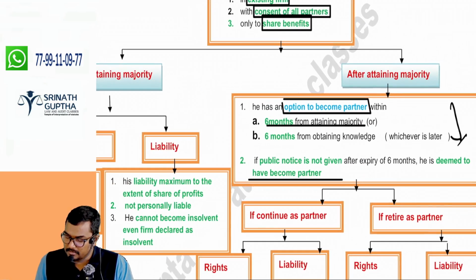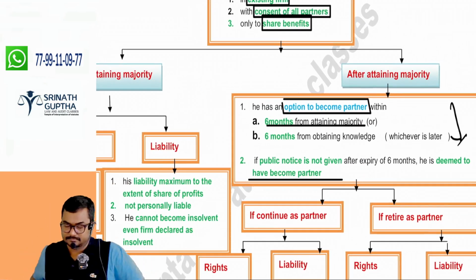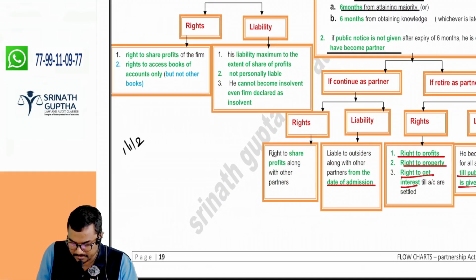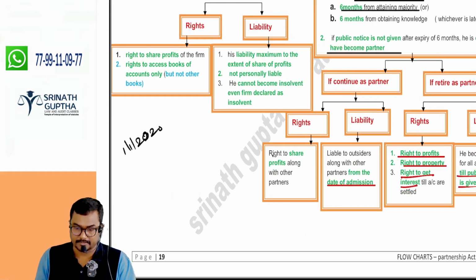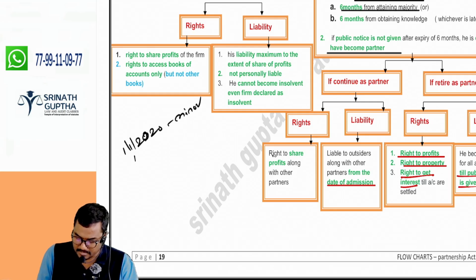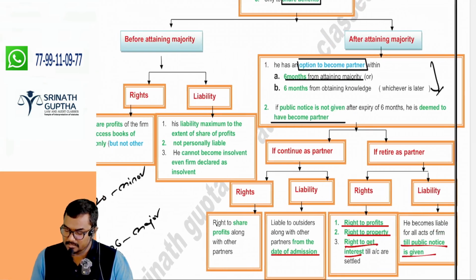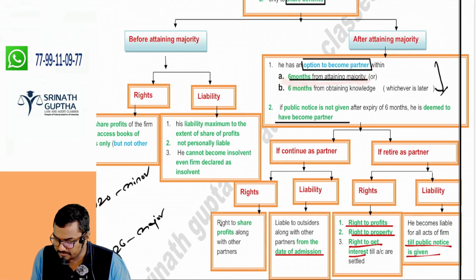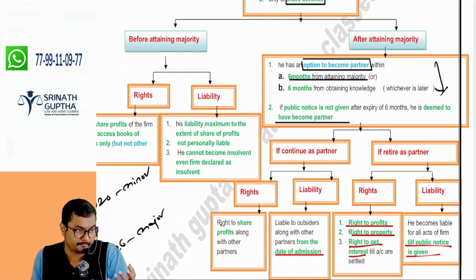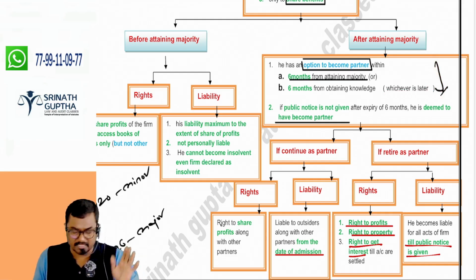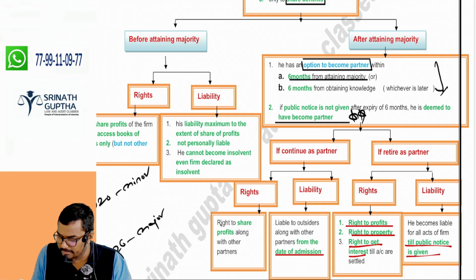Next, after attaining majority. For example, he joined in the year 1/1/2020 as a minor partner, and he became major on 1/1/2026. He has two options, whether to continue or retire. Within 6 months from attaining majority, or within 6 months from getting knowledge that he was part of the partnership, whichever is later, he must give public notice whether to continue or not. If public notice is not given, he is deemed to be continuing as a partner.